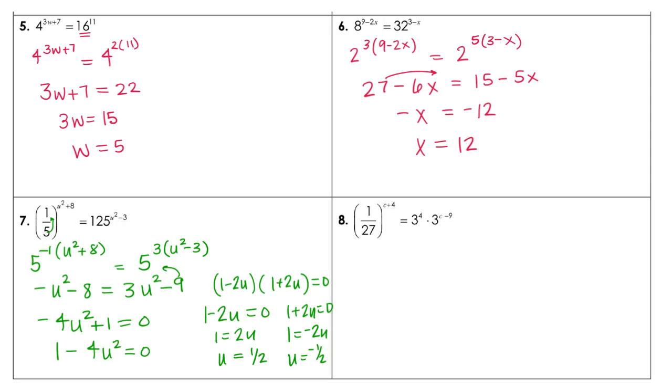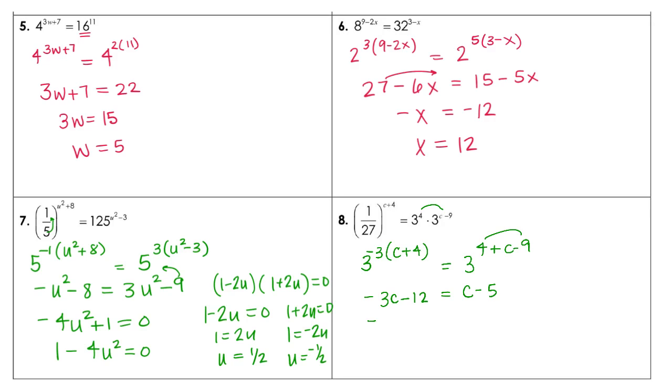All right, so moving on to number 8. We're going to make this a 3 to the negative 3, and that's raised to c plus 4. And then on this other side, I'm going to go ahead and add those exponents. So that's going to be 3 raised to the 4 plus c minus 9. So I have negative 3c minus 12 equals, and I'm going to go ahead and combine those. So that's going to give me c minus 5.